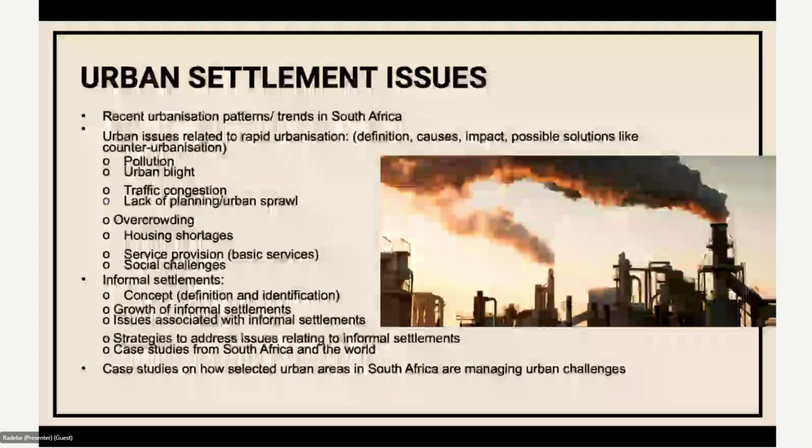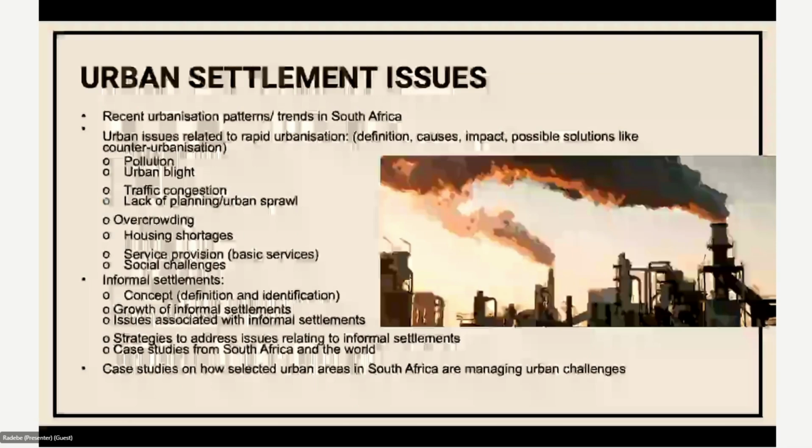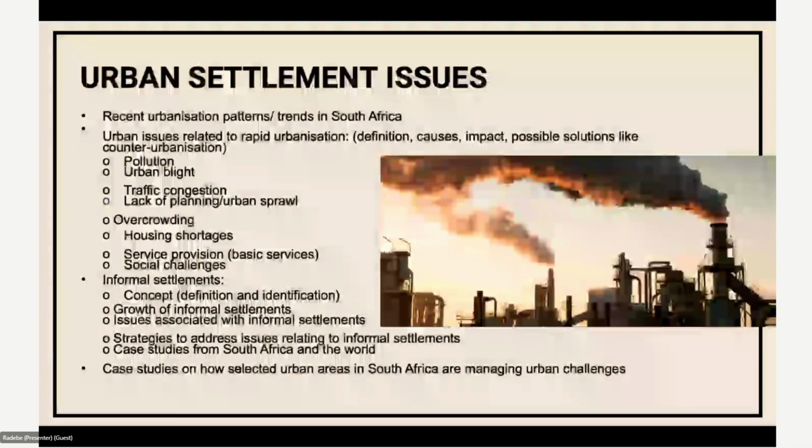And then also the issue of water pollution, explain to your learner what causes the water pollution in an urban area. You need to explain that. And then the second one is urban blight. Urban blight is all about deterioration of a part of the city, which is basically caused by lack of maintenance.